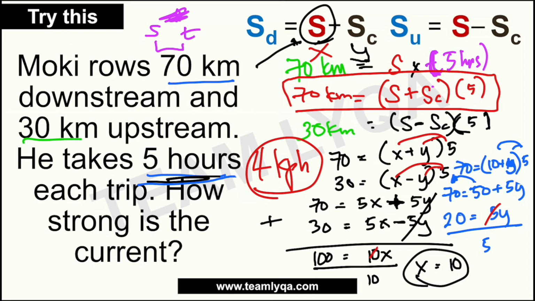Now, just to make sure, if you put things together, ang speed niya plus speed ng current would be 14 times 5 is 70. Ang speed niya na regular is 10 minus 4, that would be 6 times 5, that is 30. So, tama tayo sa parehong condition. So, definitely, 4 nga yung strength ng current.